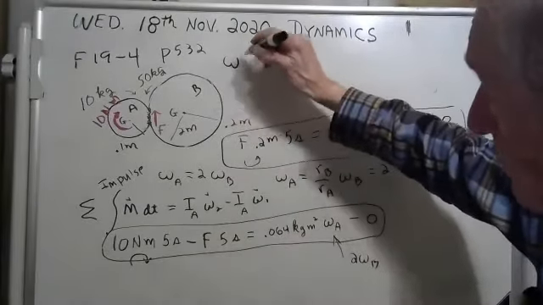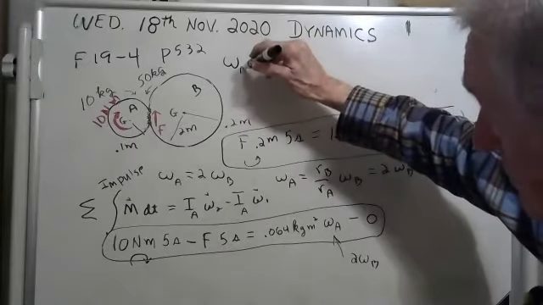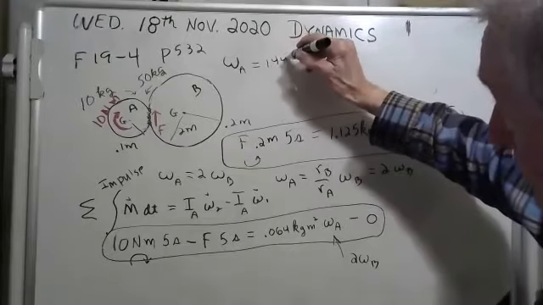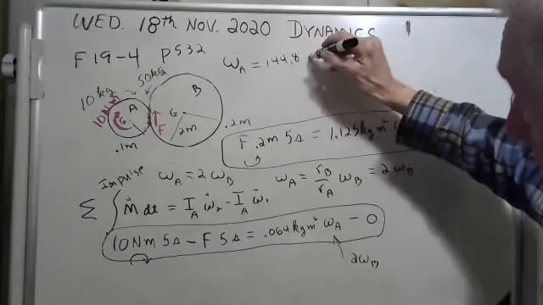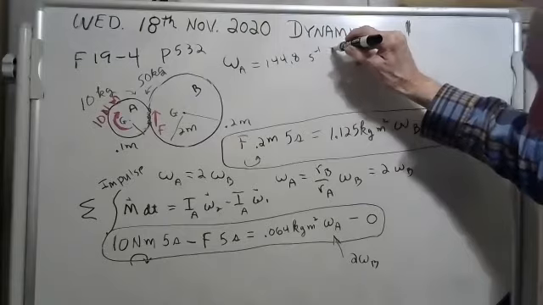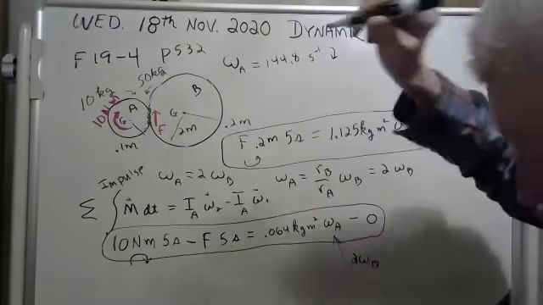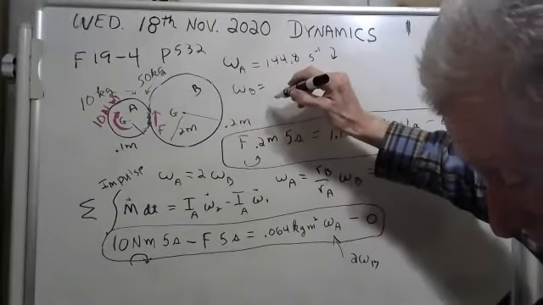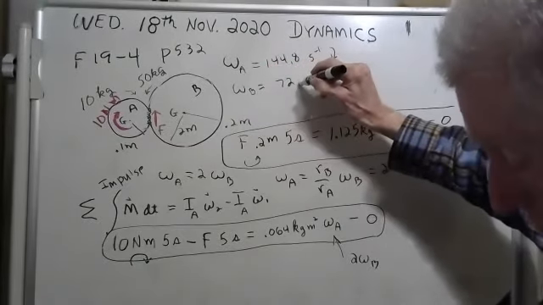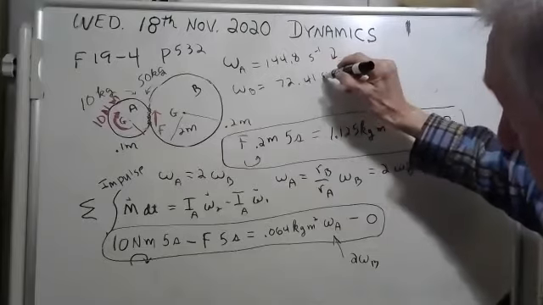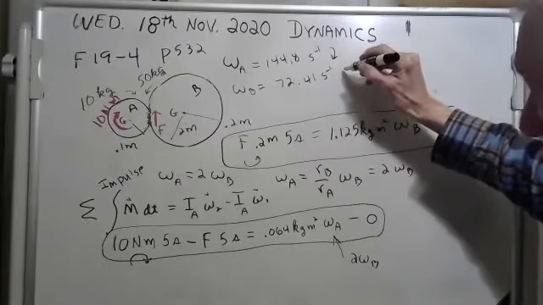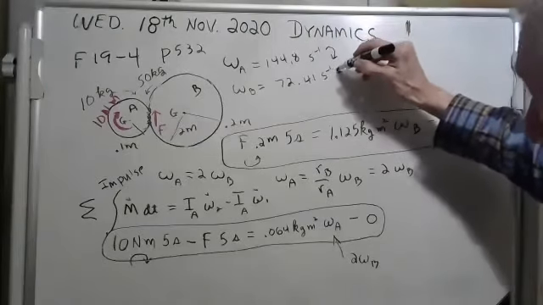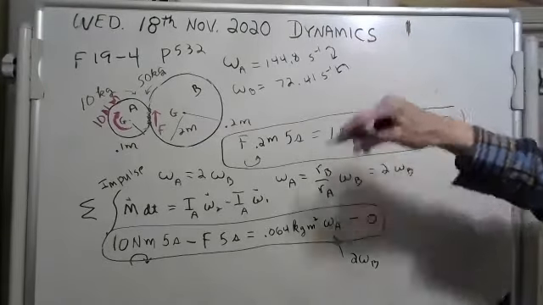We can see if it works. I got the angular velocity of A to be 144.8 radians per second clockwise, and the angular velocity of B to be 72.41 radians per second counterclockwise. See, this one's clockwise, and this one's counterclockwise.